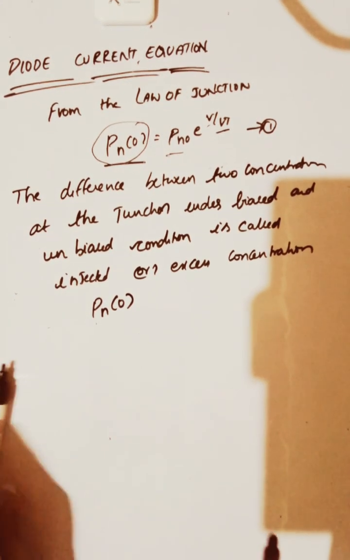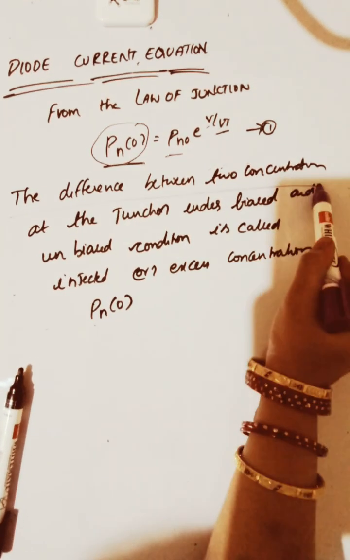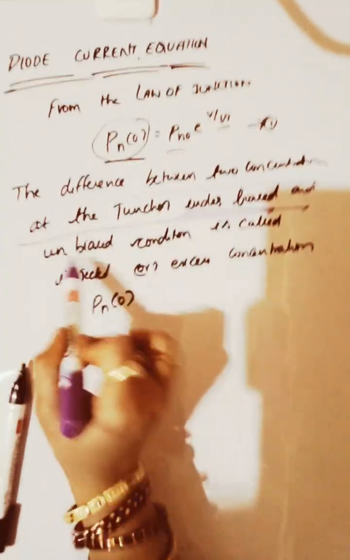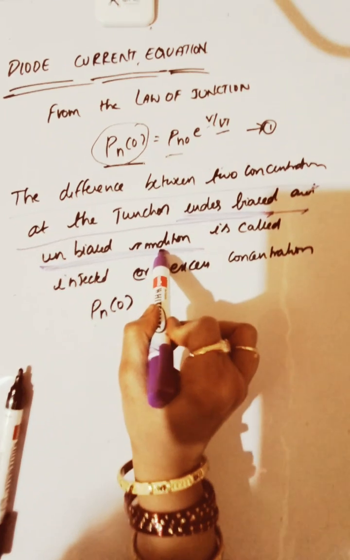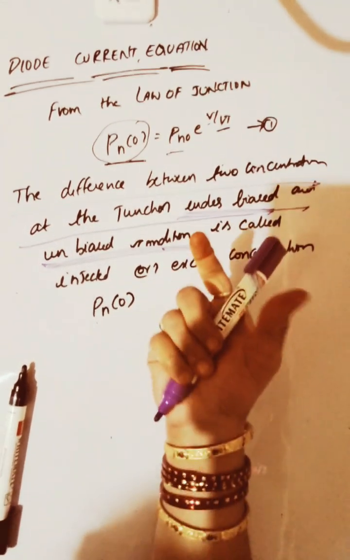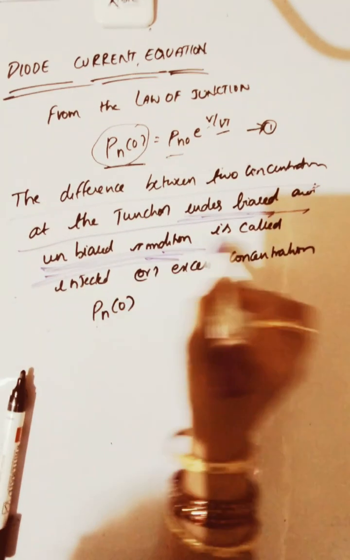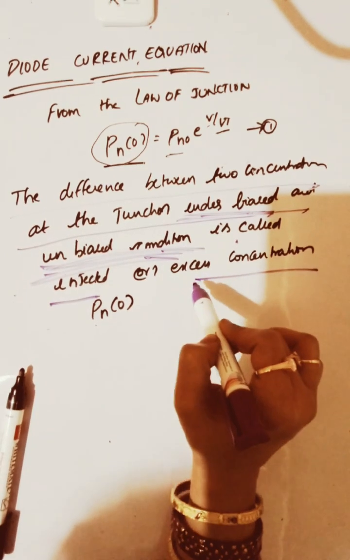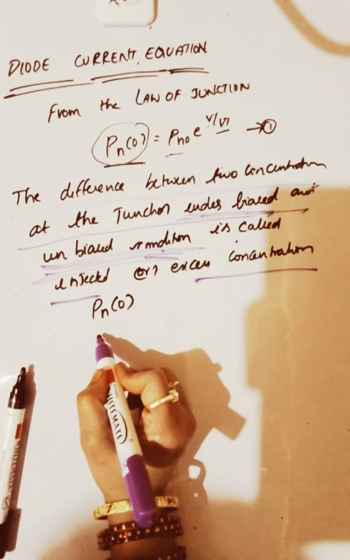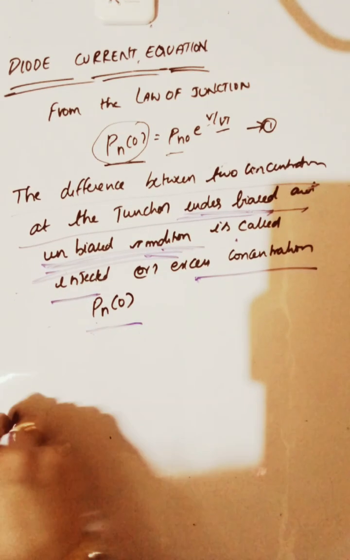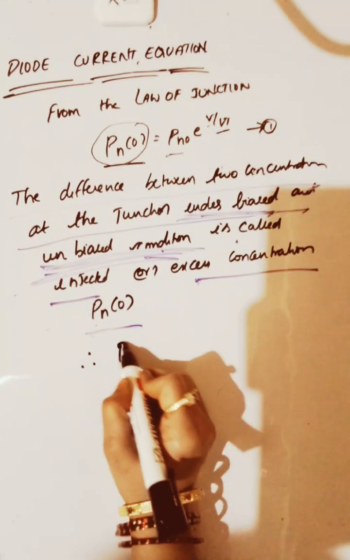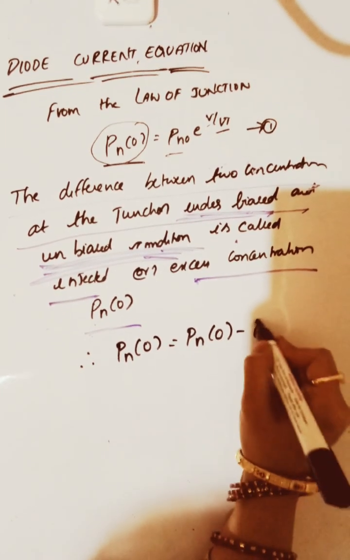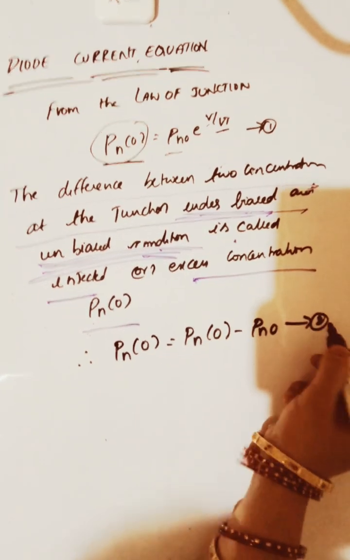Here it is the difference between the two concentrations at the junction under biased and unbiased condition, which you have to remember mainly. This is called injected or excess concentration, denoted as pn(0). Therefore, pn(0) is equal to Pn(0) minus Pn0. This is equation number 2.